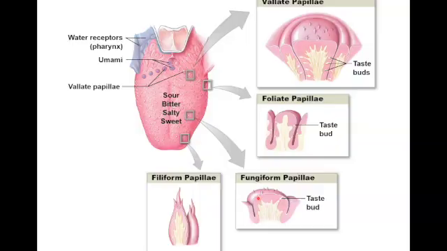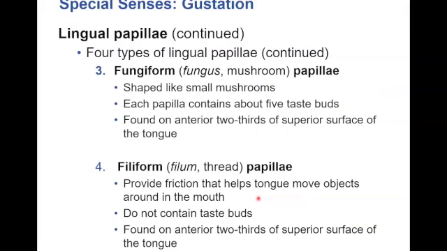And then lastly, the filiform papillae. Filiform means thread. These are actually the most numerous. However, these are the ones that do not contain taste buds. These are purely mechanical, and what they do is help provide friction in order to move the food around your mouth. Now, these are particularly large in cats.